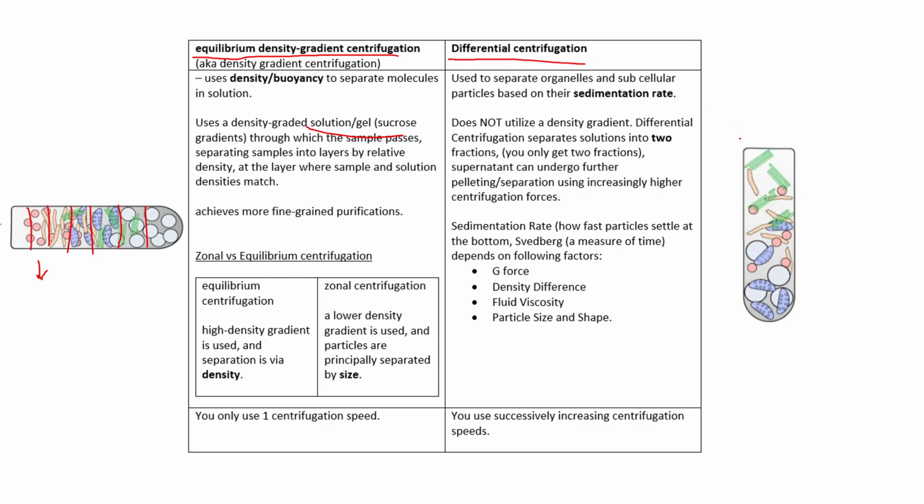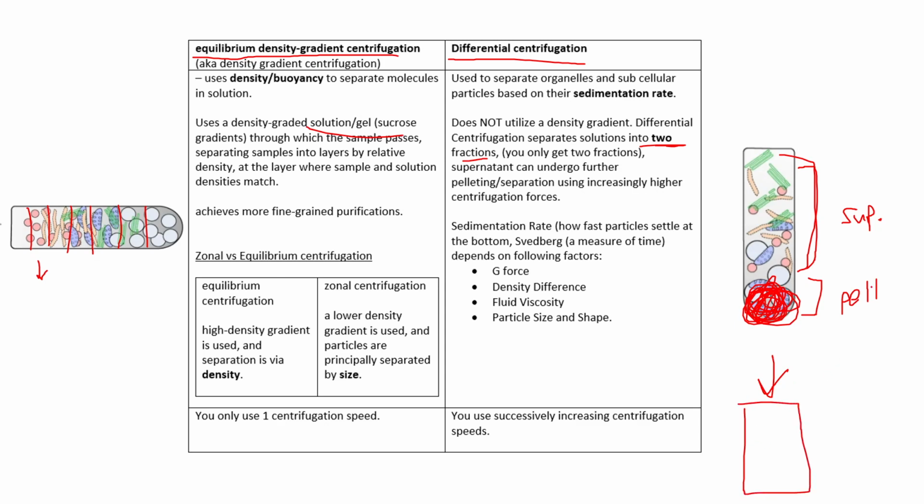Differential centrifugation is when you only get two fractions when you centrifugate. You get the supernatant, and then you get the pellet. So in differential centrifugation, you get one pellet that sediments at the bottom, and you just get a supernatant. And then you pass this to another round, you can centrifugate the supernatant here and then repellet it. So that's the difference between these two types of centrifugation.